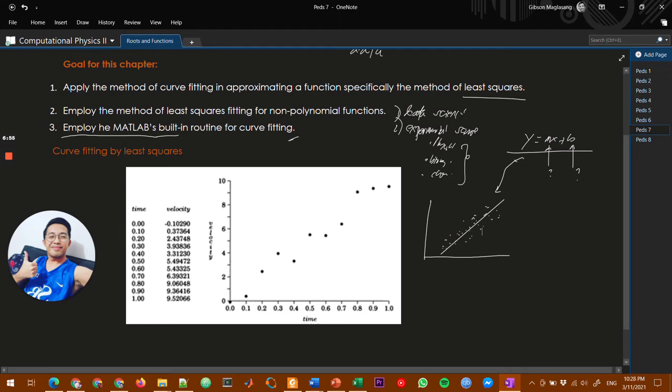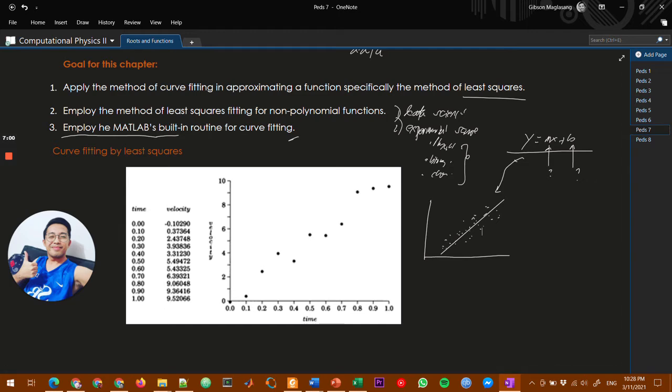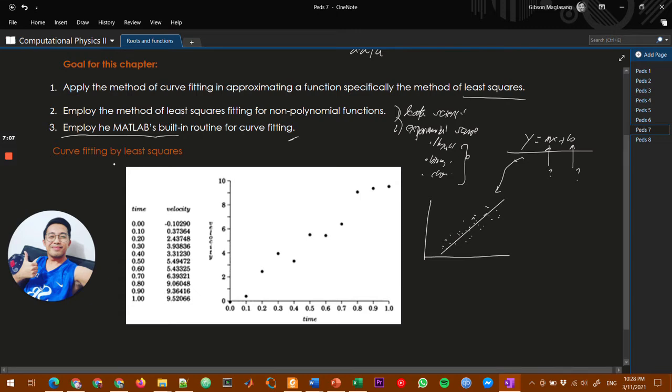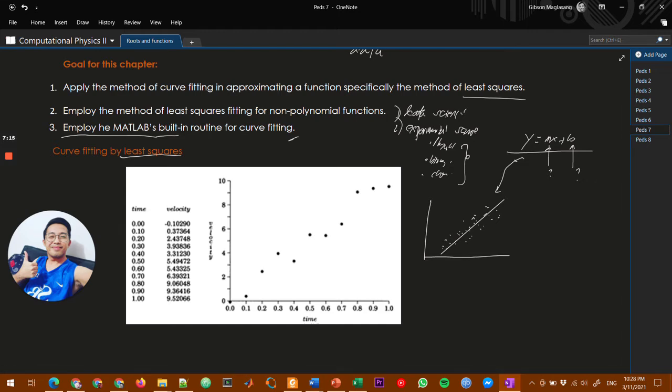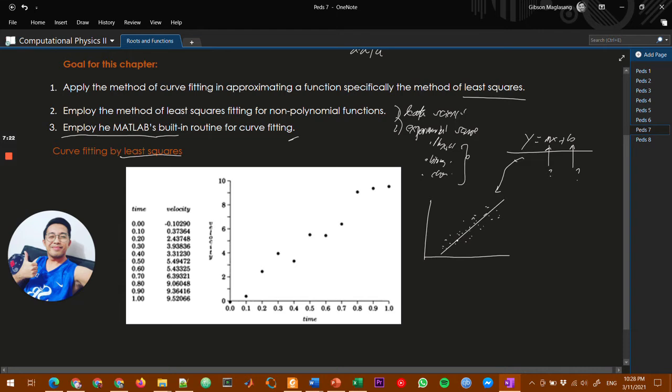So we can actually do that by employing the method of least squares. Okay, so that's by far the most widely used mathematical curve fitting. So the method of least squares requires that the sum of the squares of the vertical deviations of the experimental data from the curve data be minimum. Okay, what I'm saying is that para best ni siya nga fit, we want nga best na siya nga fit. So this is best fit.